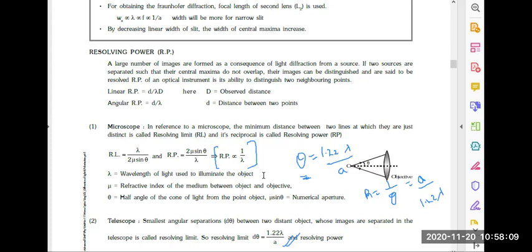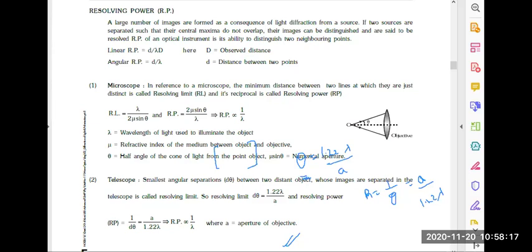For a microscope, it is 2 mu sine theta by lambda, and for a telescope, it is 1.22 lambda by a, which I have written. Manoj, you said that is for telescope. Now let's try to solve simple problems based on that. Very simple problems.